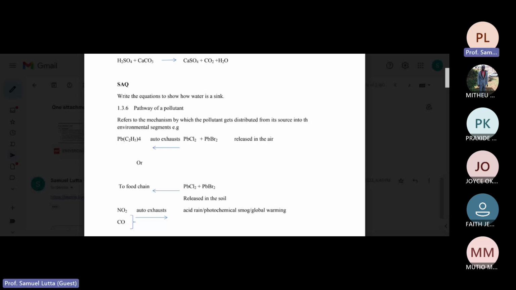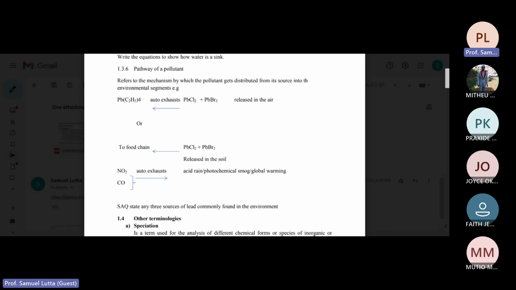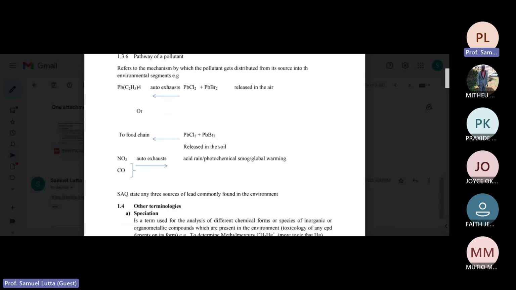So this lead, at high temperature, when the engine is functioning, it could break down. The compound could break down and form some compounds like lead chloride, lead bromide, which in turn would get into the food chain. And when this gets into the food chain of the soil, then they were able to get into our bodies. And then we have nitrogen dioxide.